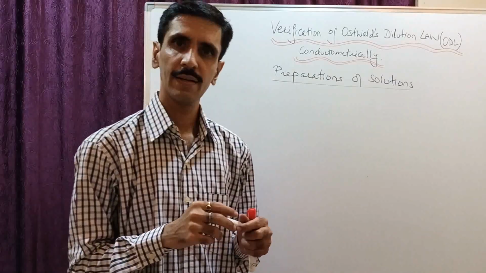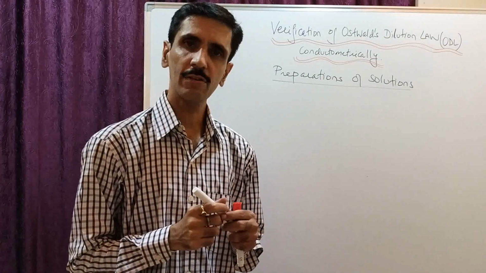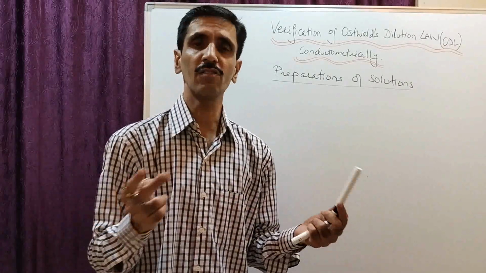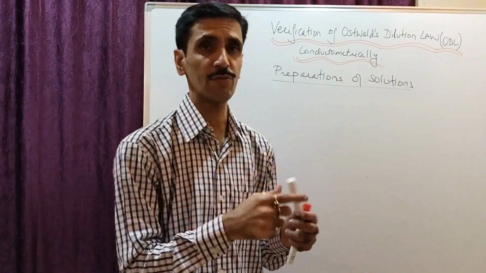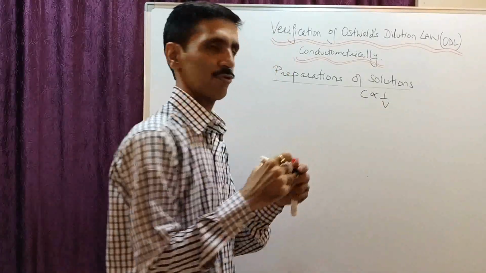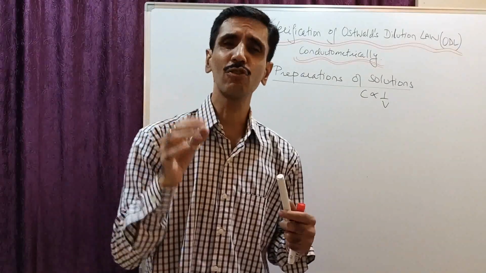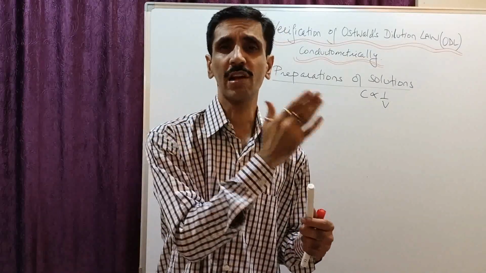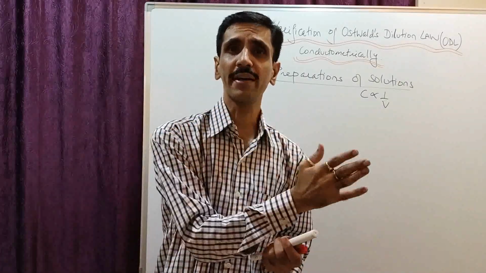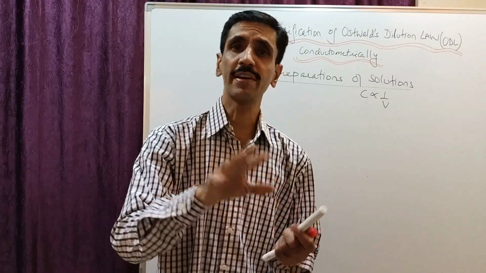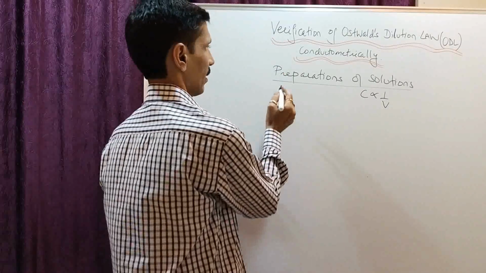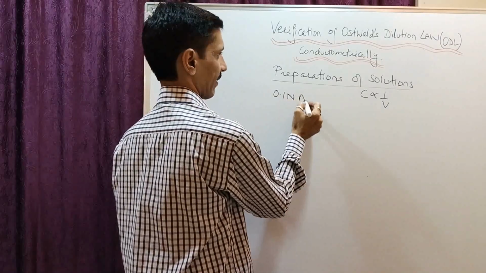First point is, always remember, concentration and dilution are inversely proportional. Dilution is many times represented as V. V stands for volume. So concentration and volume are inversely proportional. If I want to concentrate the solution, I need to remove the solvent. Normally we talk about water. So removal of water is concentration, addition of water is dilution. So here in this case, we have 0.1 normal acetic acid.